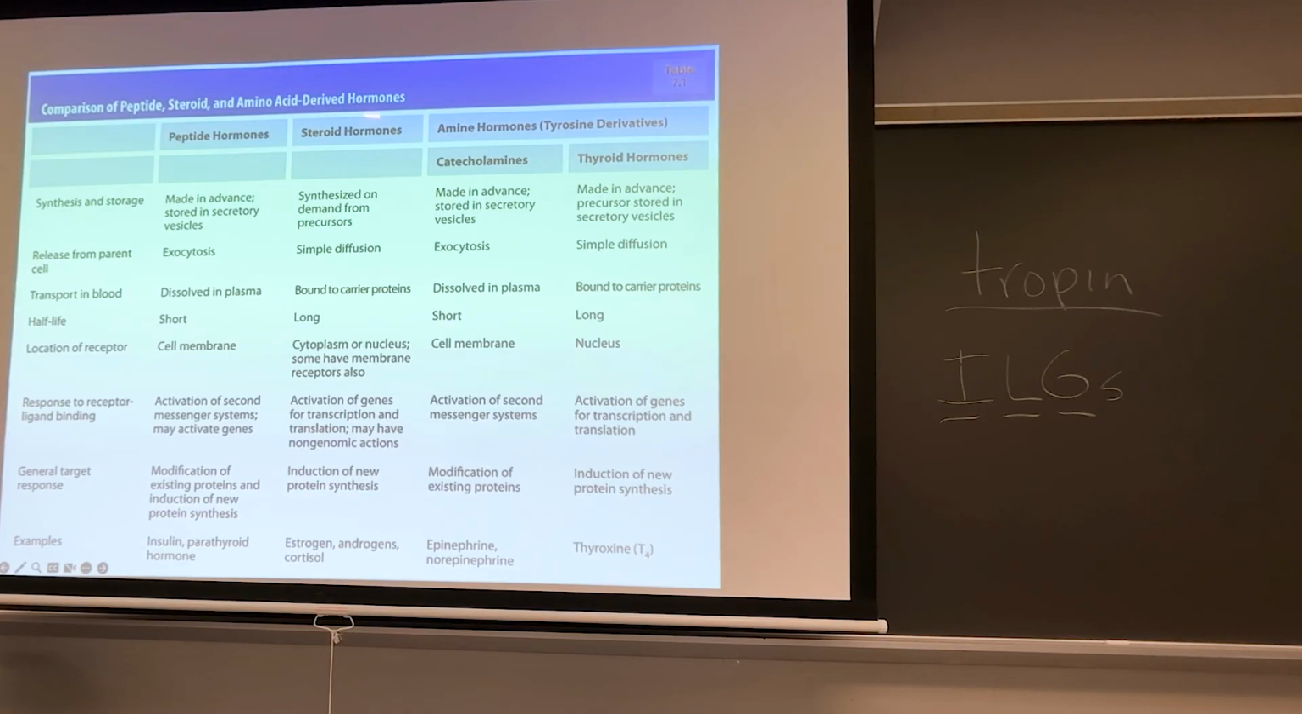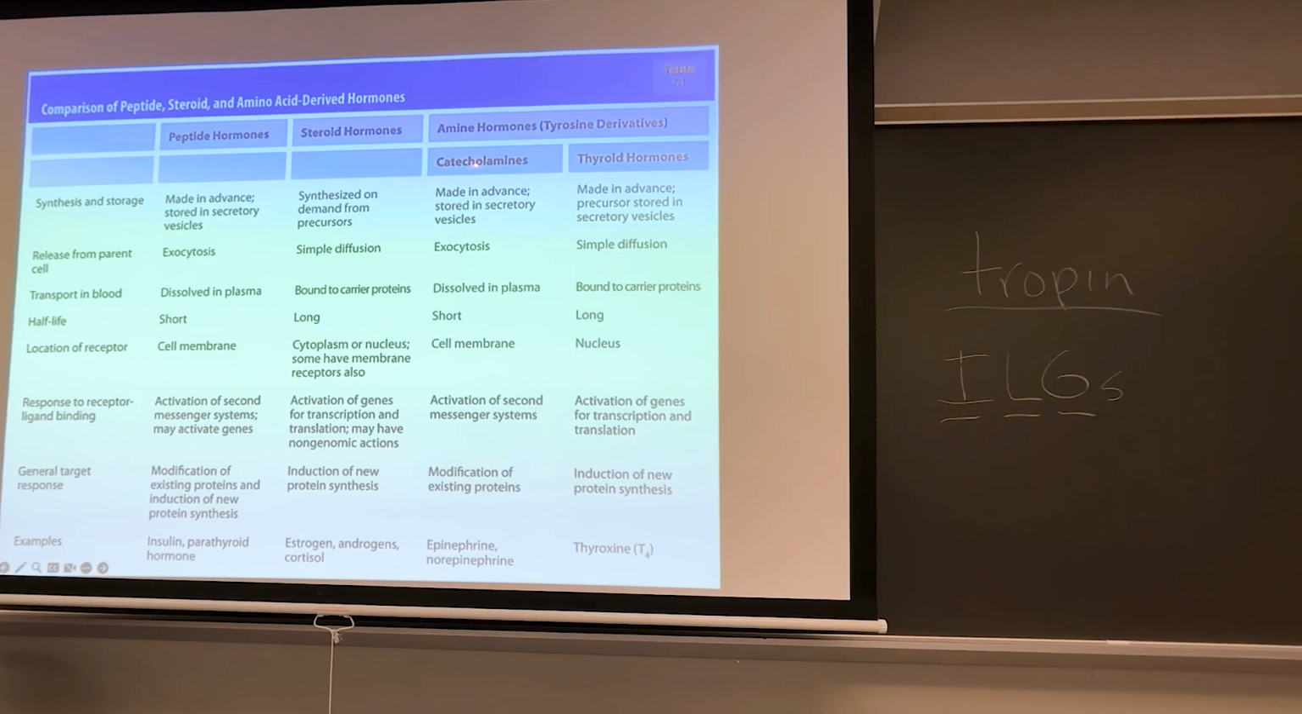So I love this chart. This chart's out of the Animal Phys textbook, actually, that shows peptide hormones here, like insulin, right? Steroid hormones, like we just talked about. And then these are the ones we're going to end with, which are the amine hormones or tyrosine derivatives, which include two groups: catecholamines, or what I call biogenic amines, and thyroid hormone.